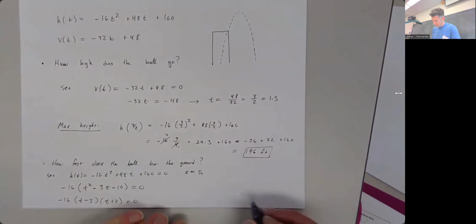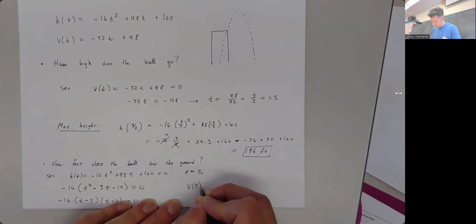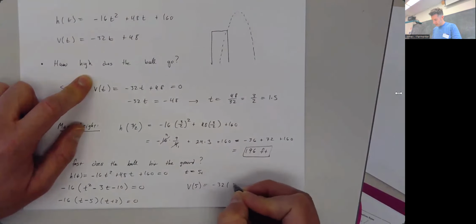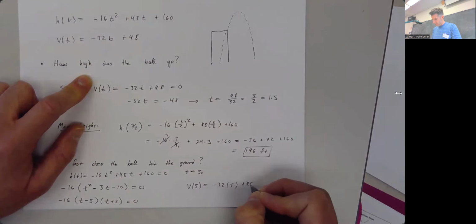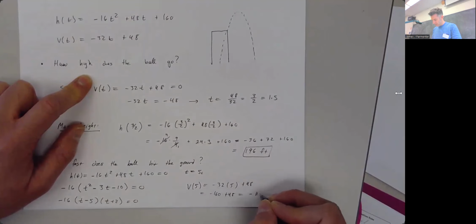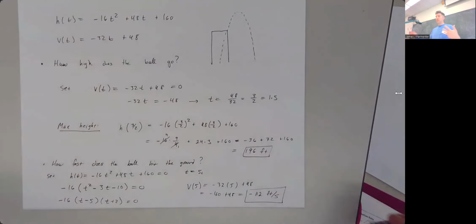Good question. Let's find out. So if I plug in 5 seconds to the velocity equation, I'm going to get -32 times 5 plus 48. That's going to be -160 plus 48, which is definitely -112 feet per second. Which makes sense, right? The ball is traveling downwards.